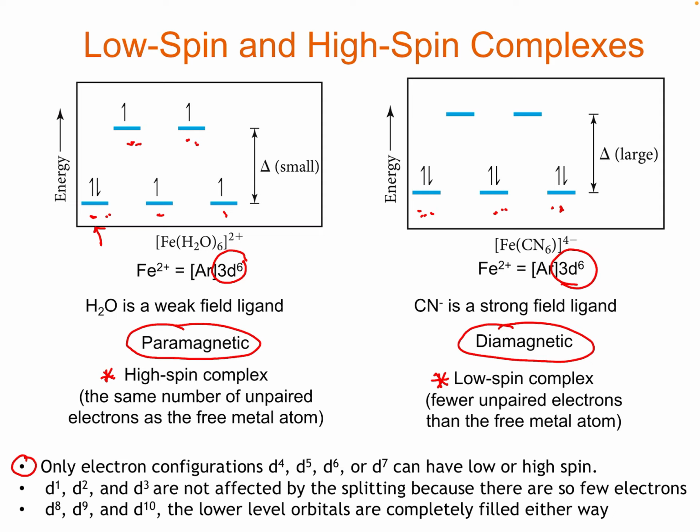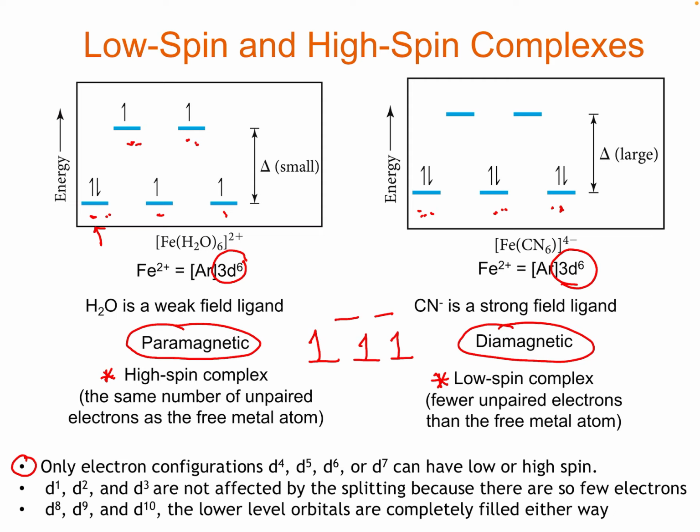The reason for that is if we have d1, 2, or 3, it's not going to be affected by the splitting at all because they have so few electrons. So if you think about it, let's say it had 3. Okay, so we go 1, 2, 3. We never got to that 4th electron, so we didn't have to make a choice of where that electron needed to go. So we don't really classify those as high spin or low spin because our crystal field splitting energy didn't affect our electron configuration.